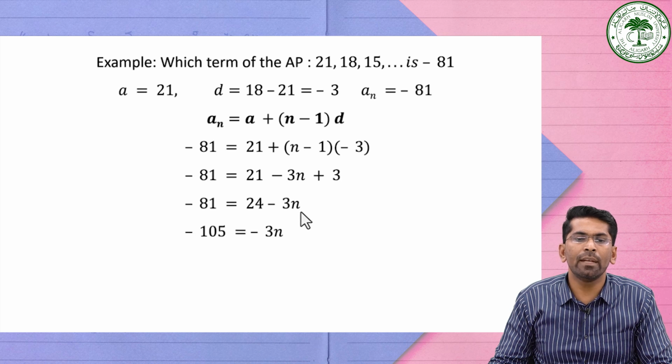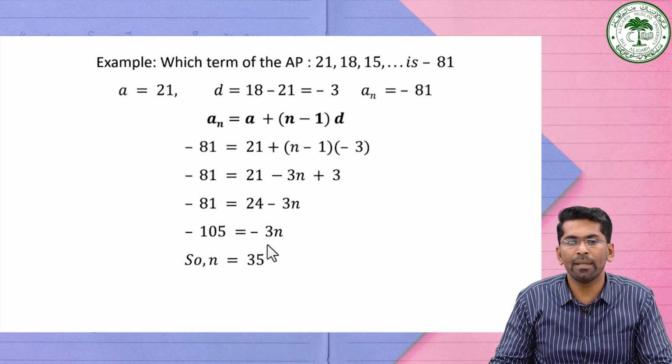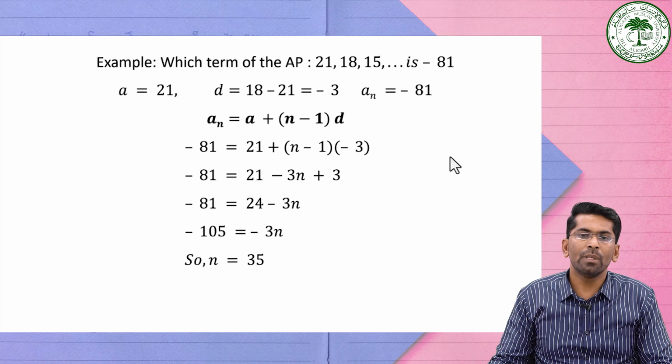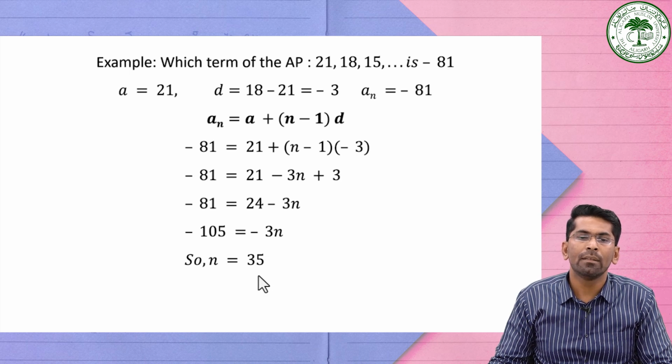Now we can isolate 3n here. We subtract 24 from both sides of the equation, so the 24 will be cancelled out. Then minus 81 minus 24 will become minus 105, which is equal to minus 3n. We divide both sides of the equation by minus 3. Then minus 105 divided by minus 3 is equal to 35. So this minus 81 is the 35th term of the arithmetic progression. In this way we can solve this particular example.